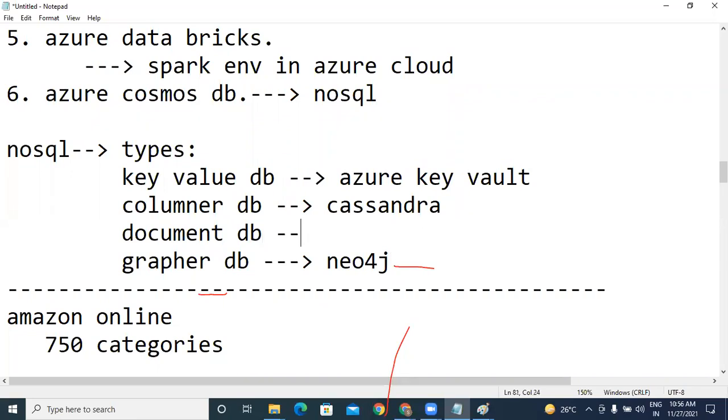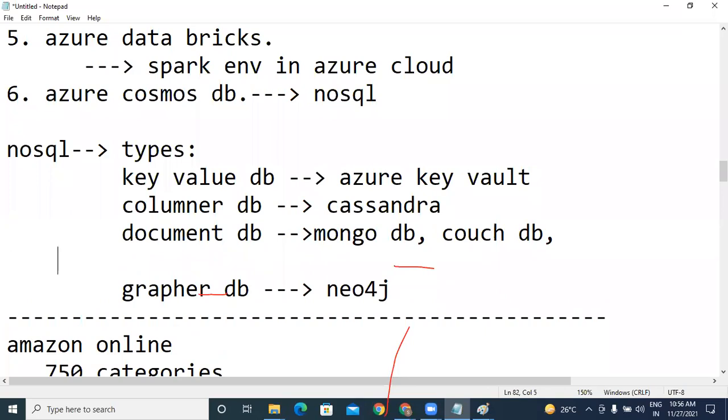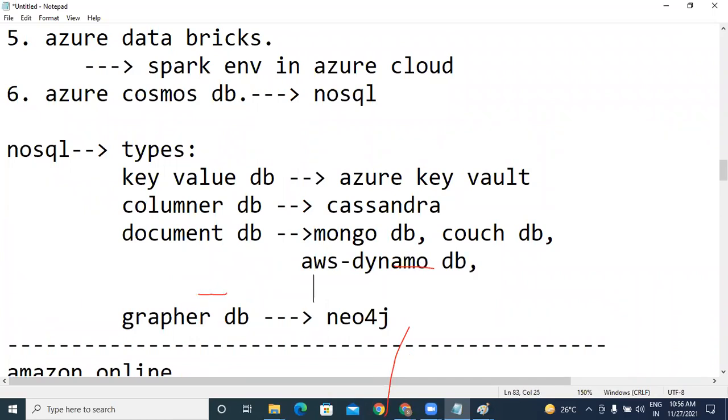These are the popular databases. If it is document store, the popular one is MongoDB, CouchDB. Same thing in AWS, they have DynamoDB. Same thing in Microsoft, you have Cosmos. Understood. Nowadays, most of full stack applications are running under these document kind of stores.